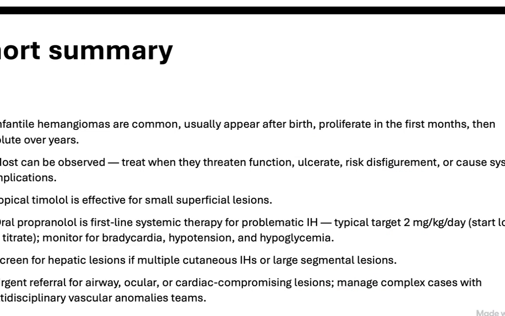Topical timolol is effective for more superficial lesions, but in the complicated or problematic infantile hemangioma, we have to use oral propranolol. The typical target dose is 2 milligram per kilogram per day, starting low, and then we titrate it and increase the dose. But while using oral propranolol, we have to monitor for bradycardia, hypotension, and hypoglycemia.